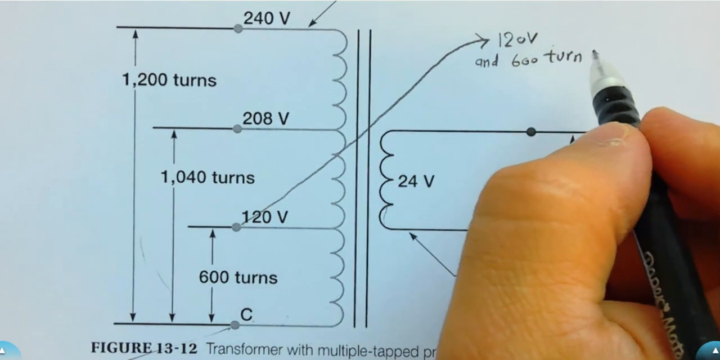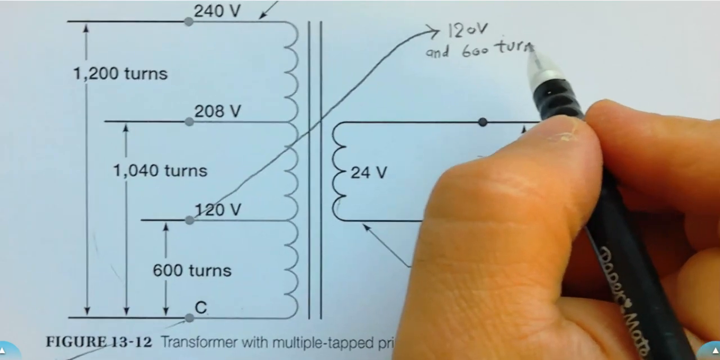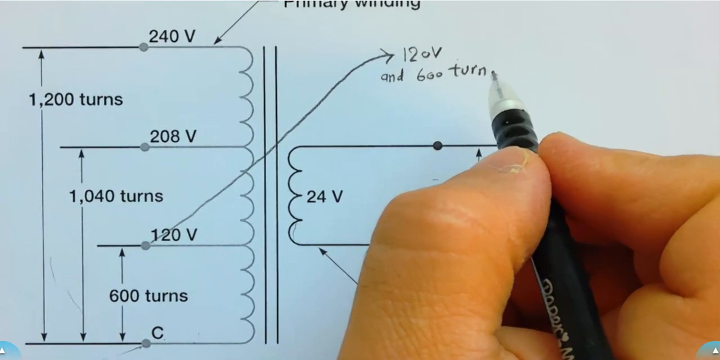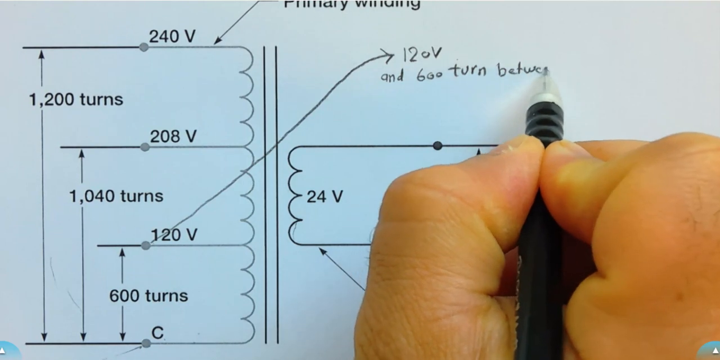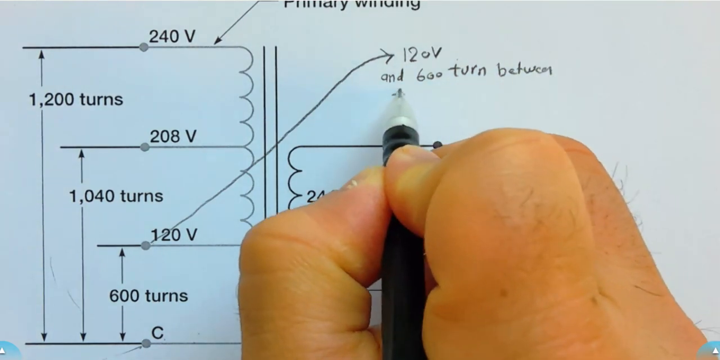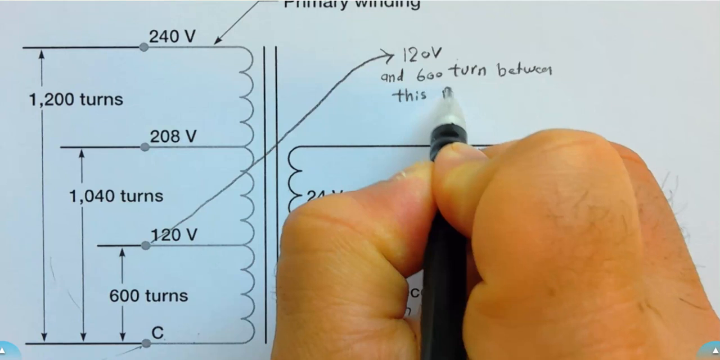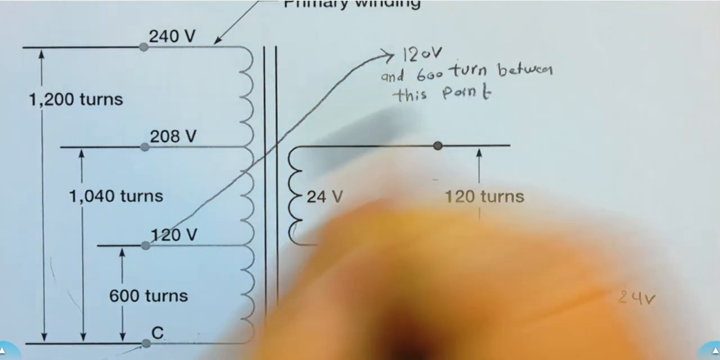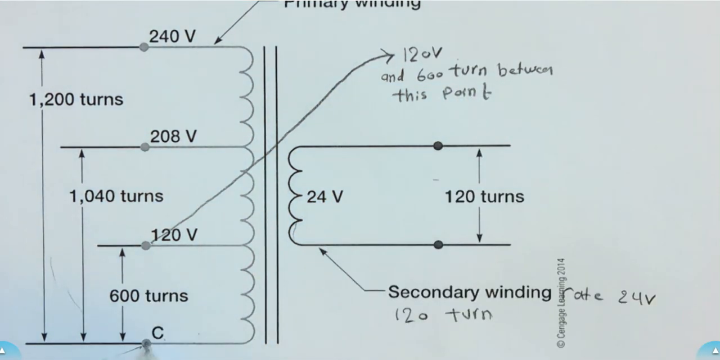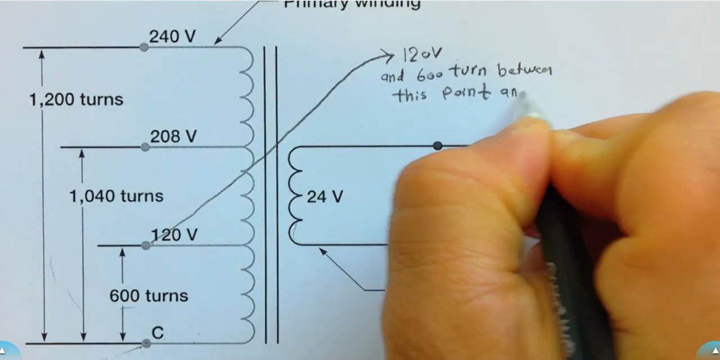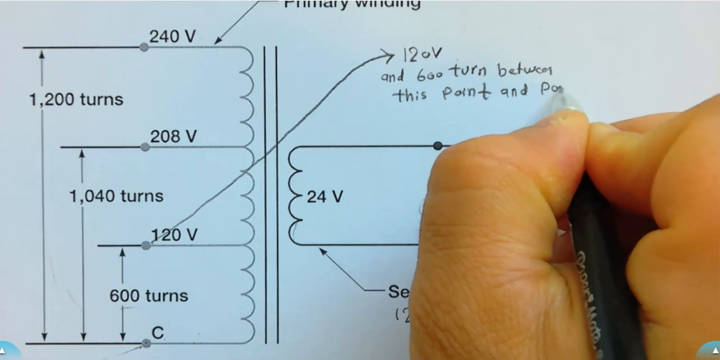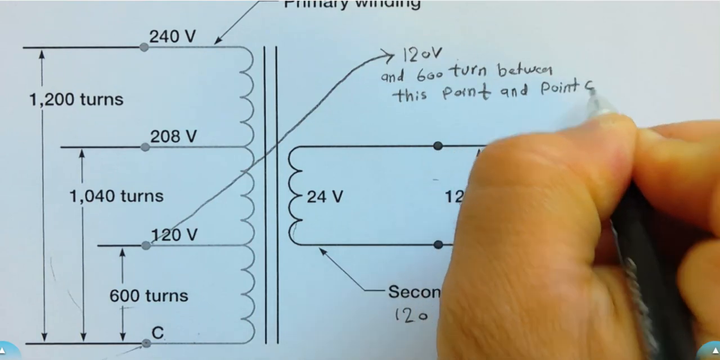Between this point and point C, it is 600 turns.